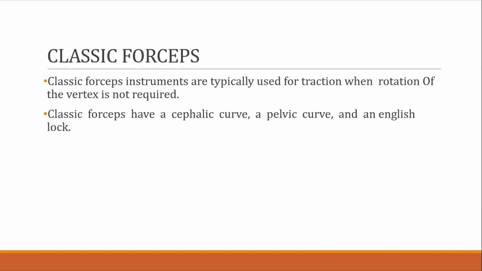That is, rotation of the vertex is not required. So classical forceps are what we have normally seen in our work: the cephalic curve, the pelvic curve, and the English lock. This is the normal anatomy of the classical forceps. You can logically think, if we want to fix something, distribute the force and apply traction, we need a strong locking system, and it should have a cephalic curve in order to hold the fetal head. So this is the classical forceps.